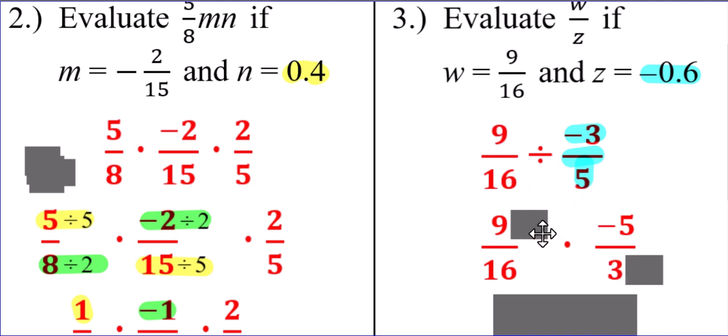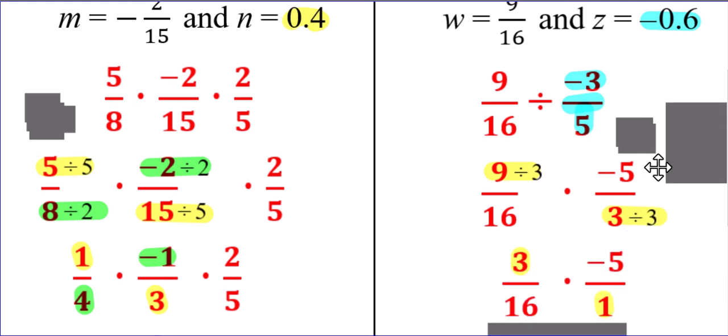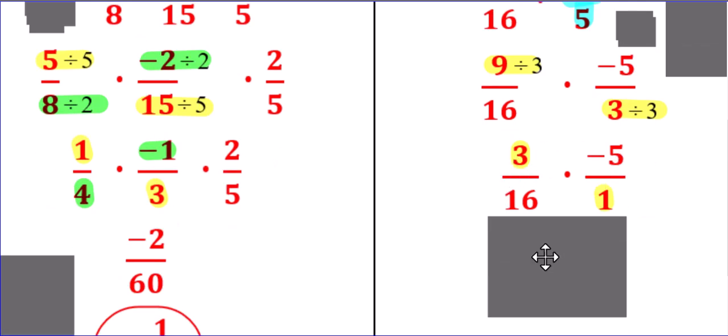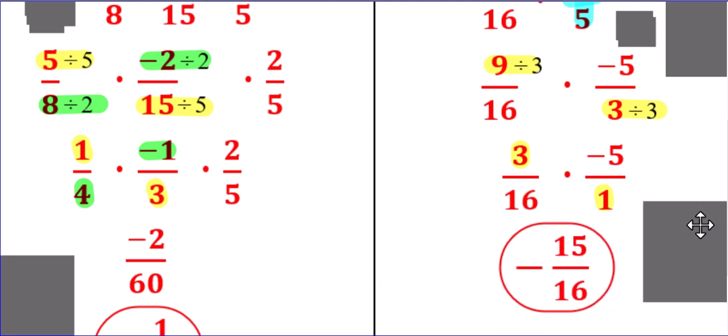9 and 3 are both divisible by 3. What do you get? Well, let's find out. 9 divided by 3, 3 divided by 3. That's going to give you the results of 3 and 1. 3 times -5 is -15, and 16 times 1 is 16. And there you go, -15 sixteenths.